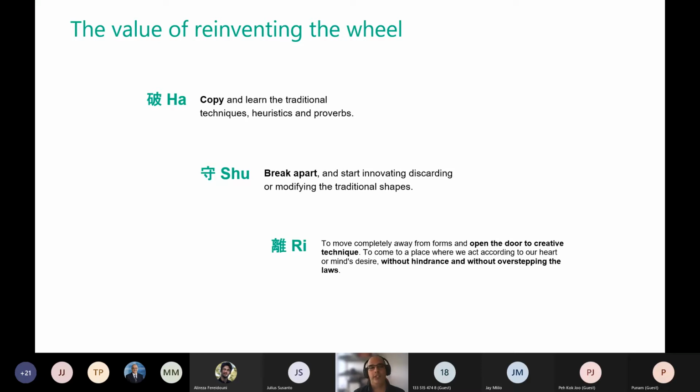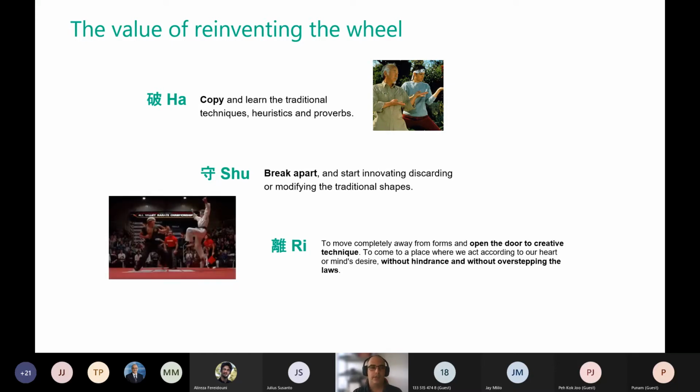So these are 3 stages from the martial arts learning process. And those are Ha, the stage in which you copy and learn the traditional techniques, heuristics, and proverbs, much like Daniel San. At the beginning, he didn't know why he was doing all those exercises, but he just did it because he was copying and learning the traditional techniques. After some time, you transition to the Shu. You break apart and start innovating and discarding or modifying the traditional shapes. And then there's when Daniel San beats his opponent with such a spectacular kick.